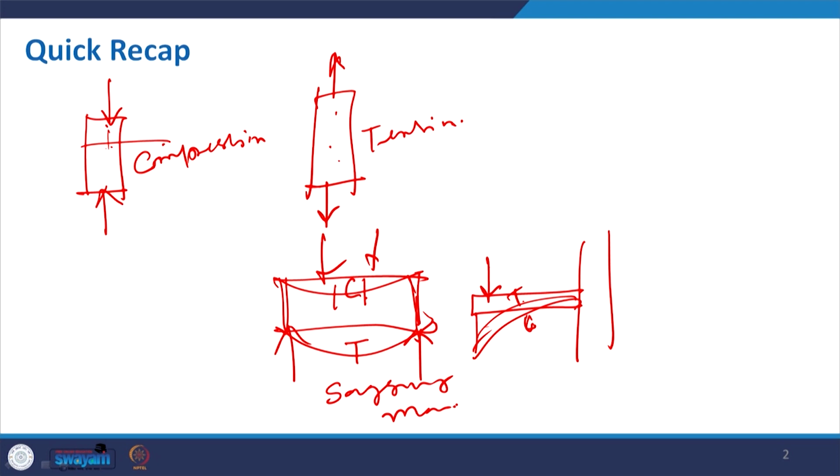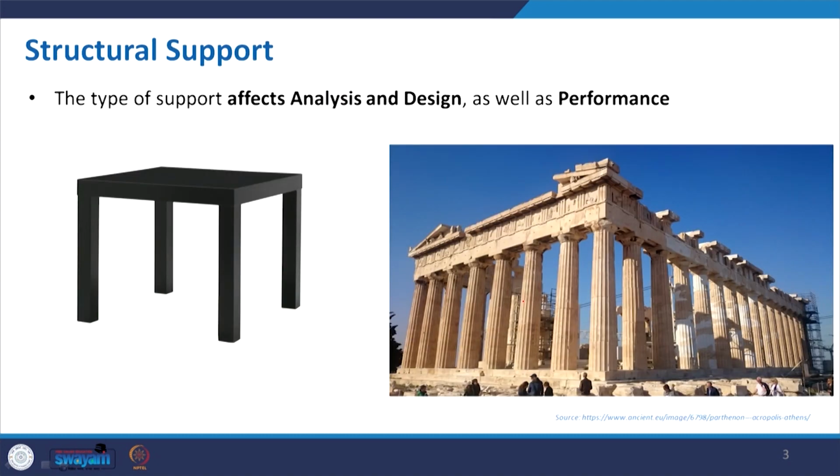These are very basic forces, and how our structural elements behave accordingly is fundamental to know about structural arrangement. So, with this basic concept of compression, tension and bending, we will follow up with different kinds of structural arrangement and structural elements. Here I have given two examples. One is very common in our day to day life, a table, and the other is a great example, the Parthenon from Greece.